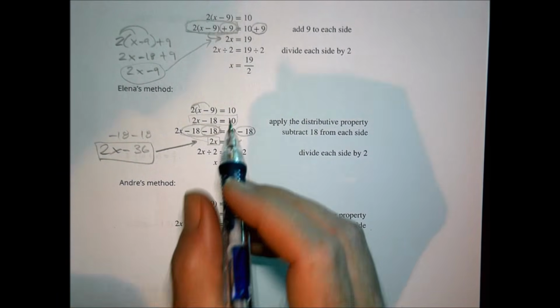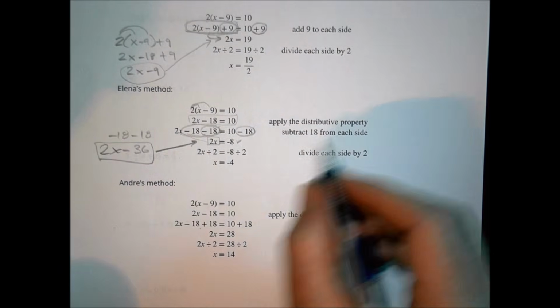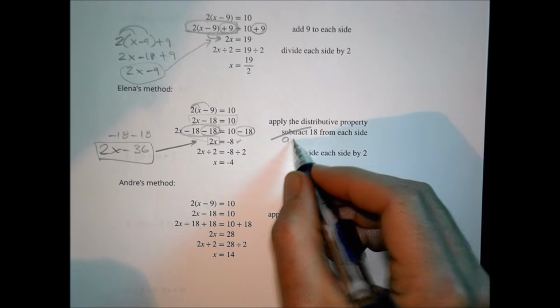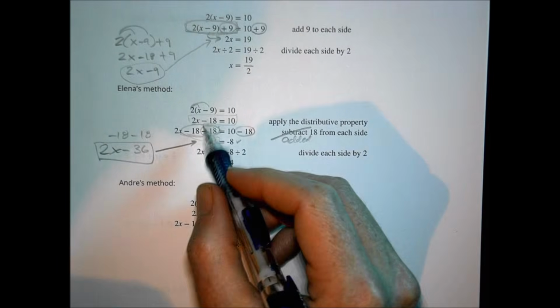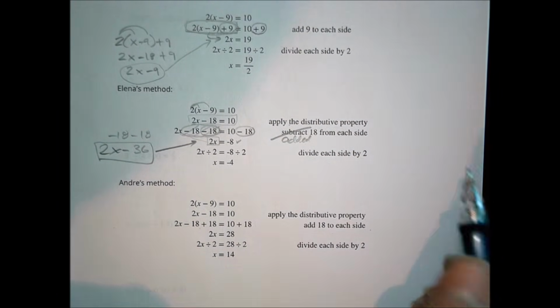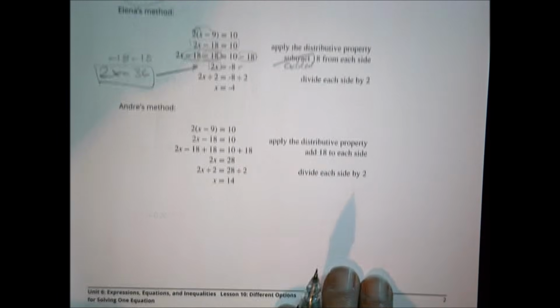Well, probably what she should have done would have been to add 18. So instead of subtracting, if she had added 18 to both sides, that would have eliminated that and we would have gotten to a better situation. It's probably what she should have done there. Let's take a look at Andre's method.